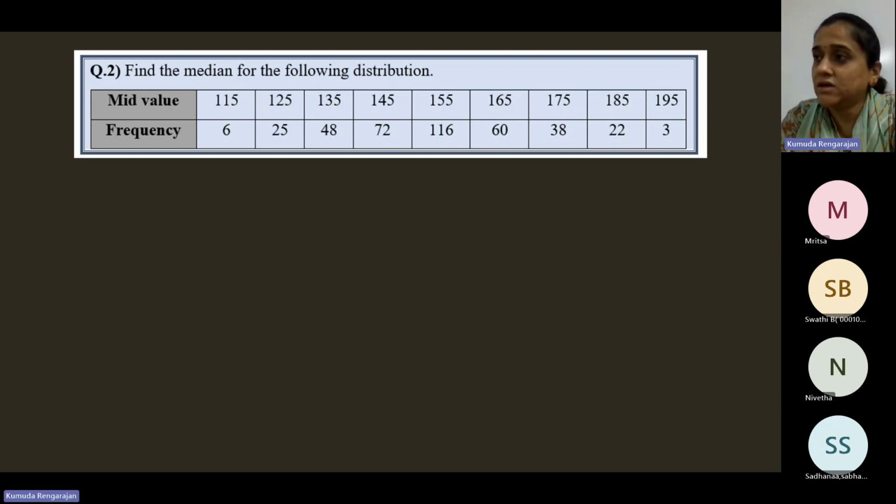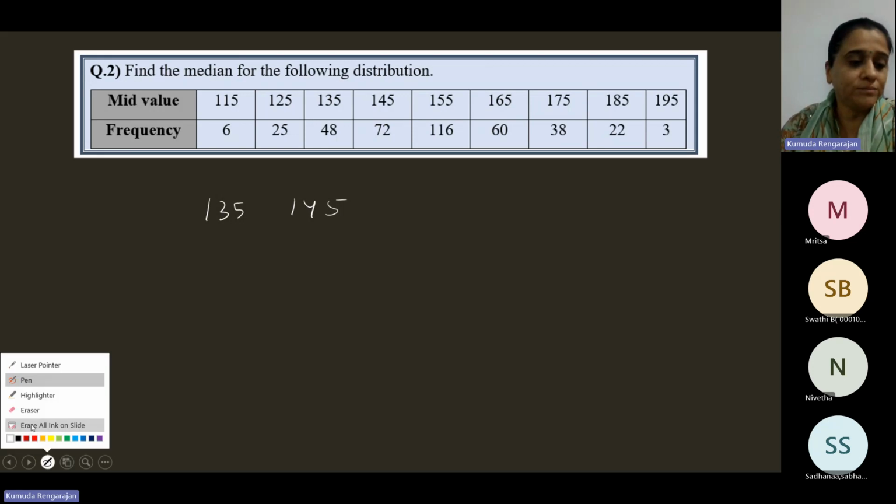Now this is median. For median and mode, you need to have class intervals. Remember that. So with the help of the mid values, you need to find the class intervals. How do we find that? Again, there's a procedure. Take any two consecutive mid values, say 135 and 145. What's the difference? 10. What is half of the difference? 5.